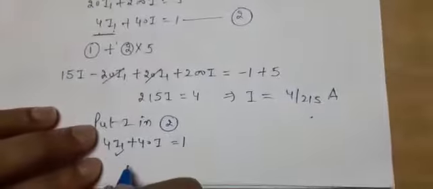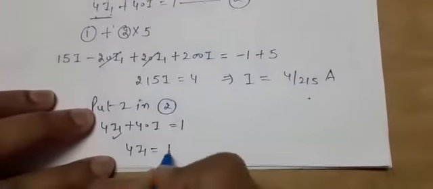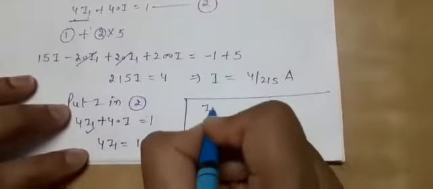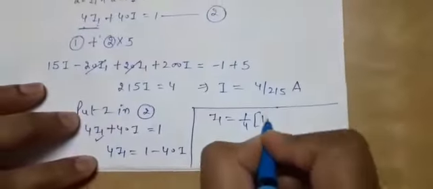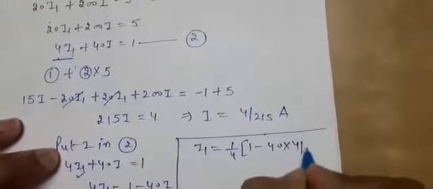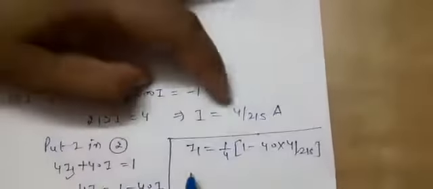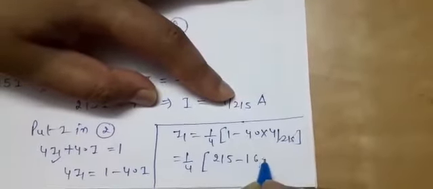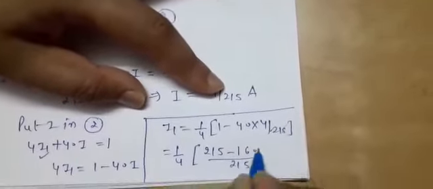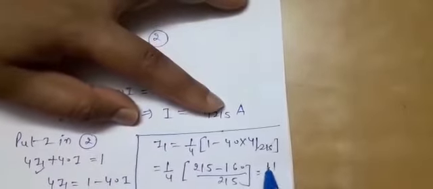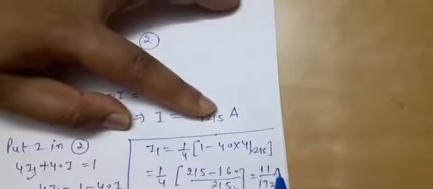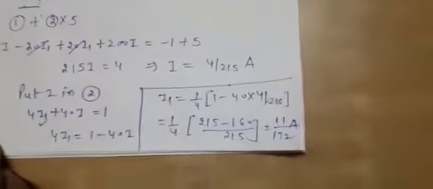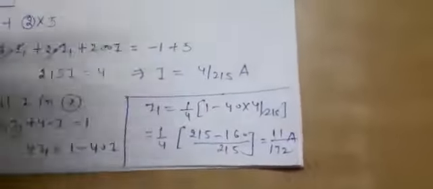We have to calculate I1. 4I1 will be equal to 1 minus 40I. Now you can see I1 will be equal to 1 by 4 times 1 minus 40 into 4 by 215. Just take the LCM. Now this is your step: how you can simplify it in a simple manner to reduce the calculation part. On solving, it comes out to be 11 by 172 ampere. So this is the current which we have to calculate across the 20 ohm resistance.